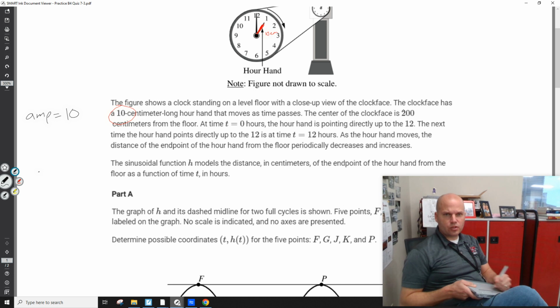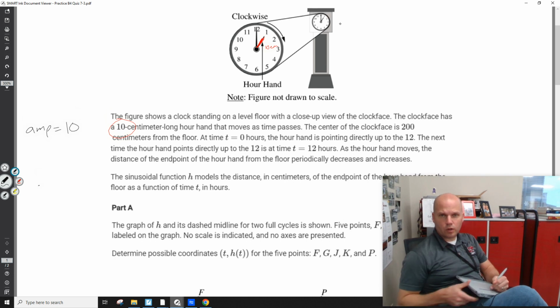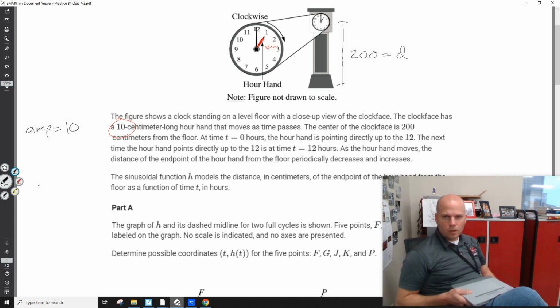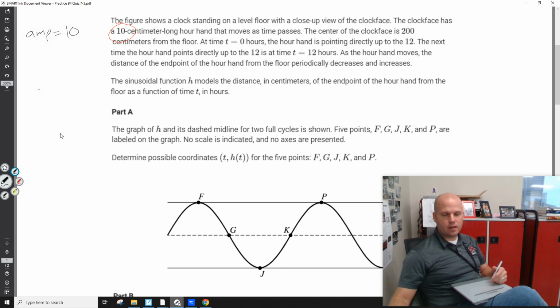Center of the clock face is 200 centimeters from the floor. So that's going to be my vertical shift. That's going to adjust my midline. So that's going to be D. Hand is pointing directly up at 0 hours. So that'll have the maximum height. So if I have the center 200 centimeters and then the amplitude of 10, I'm going to go up to 210, and this is where I start. I have a midline of 200, and I'll have a minimum of 190.